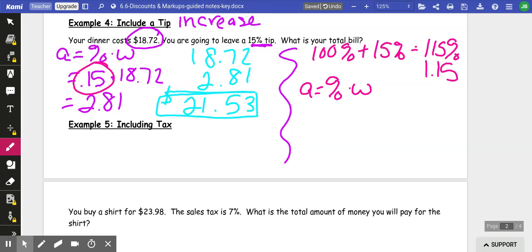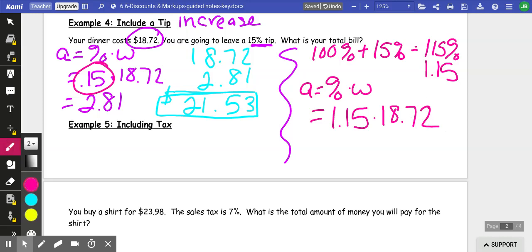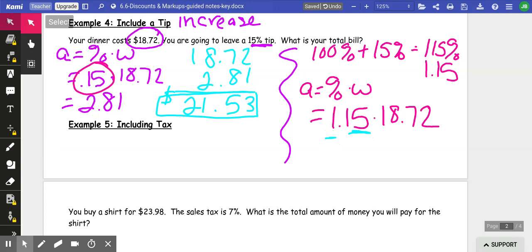So my part, the amount that I would be paying, is what I'm finding. My percent is 1.15, and my W is my whole amount. So I would multiply that times 1872.72. And remember that the 1 here is talking about the whole amount of the 1872, and then the 0.15 is referring to the amount added on. Okay? All right, let's look at example 5.